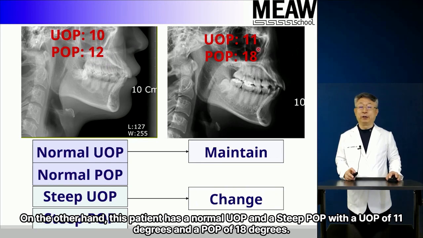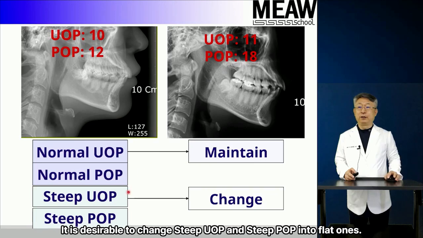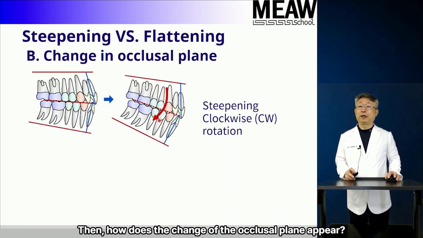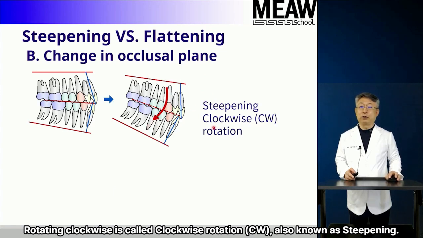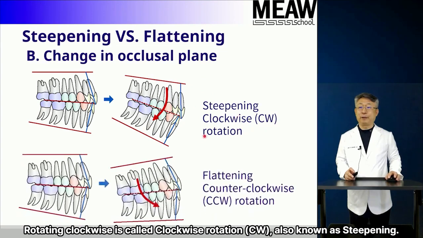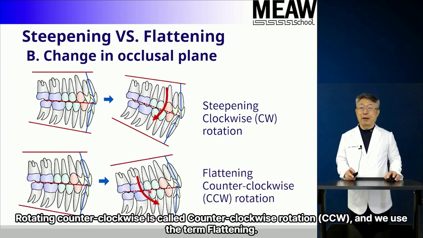On the other hand, this patient has a normal UOP and a steep POP with a UOP of 11 degrees and a POP of 18 degrees. It is desirable to change steep UOP and steep POP into flat ones. Then, how does the change of the occlusal plane appear? Rotating clockwise is called clockwise rotation CW, also known as steepening. Rotating counterclockwise is called counterclockwise rotation CCW, and we use the term flattening.